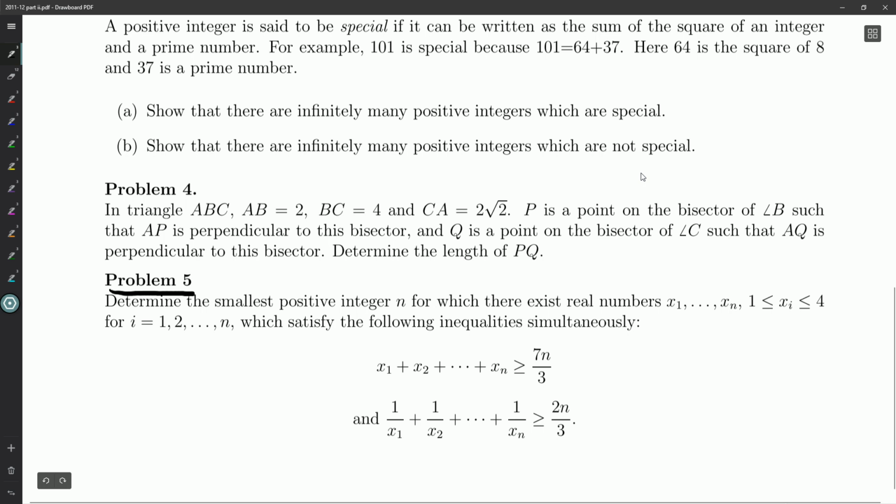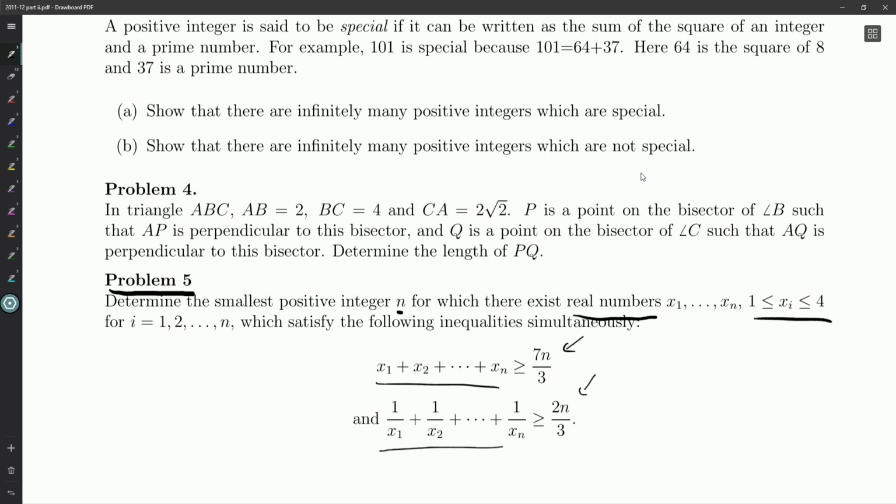So, what have we got? Determine the smallest positive integer n for which there are real numbers, x1 through xn, that all lie between 1 and 4 inclusive, and which satisfy the following inequalities simultaneously. So, the sum of the x's is greater than or equal to 7n over 3, so it sort of grows as n grows. And the sum of the reciprocals is greater than or equal to 2n over 3.